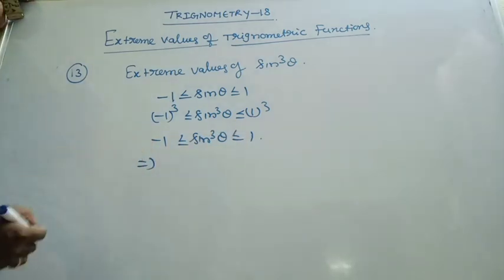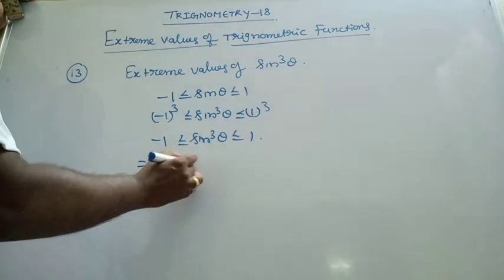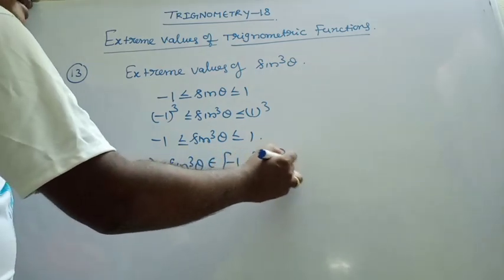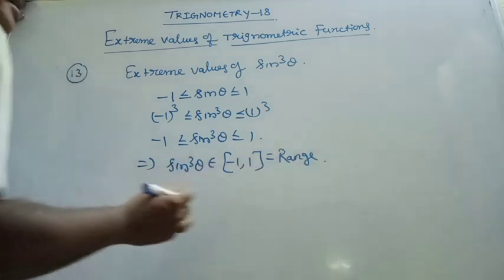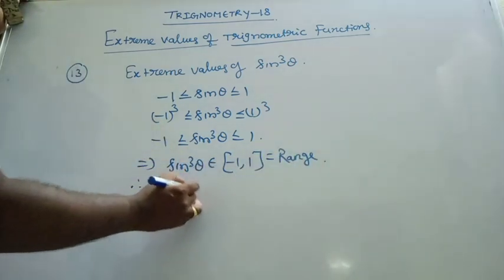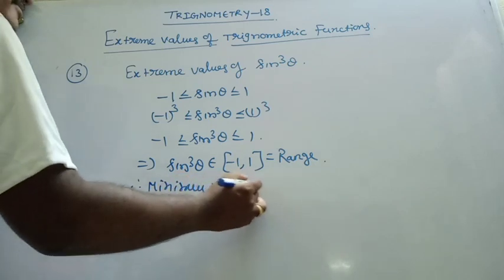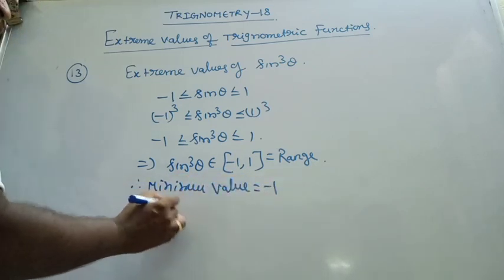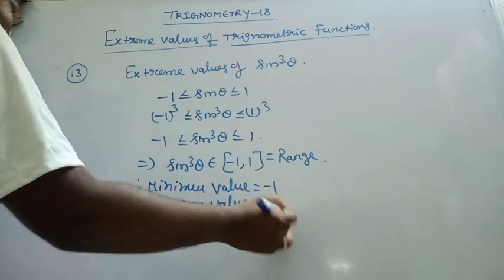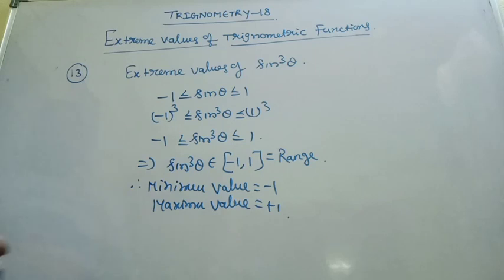That implies, my dear student, that sine cube theta belongs to the closed interval -1 to 1. This is the range of sine cube theta. Therefore, the minimum value is -1 and the maximum value is +1. Like this, we have the minimum value equal to -1 and the maximum value +1 for sine cube theta.